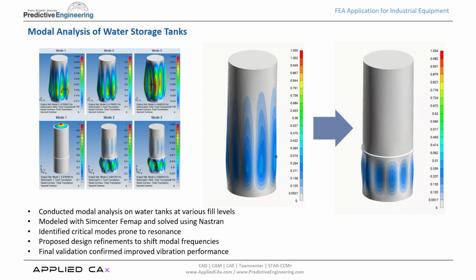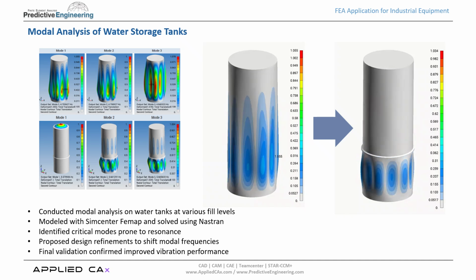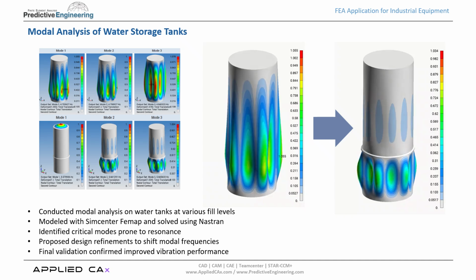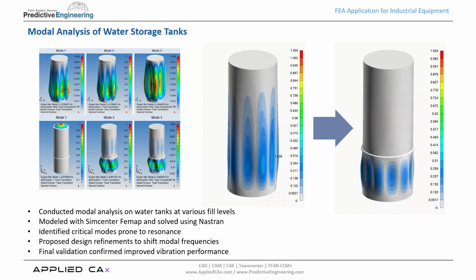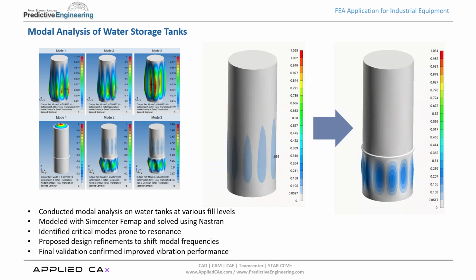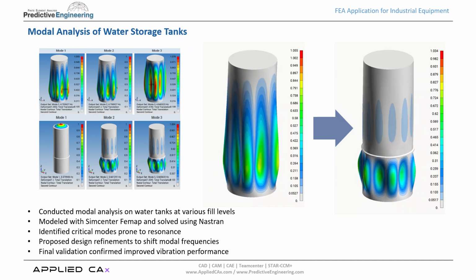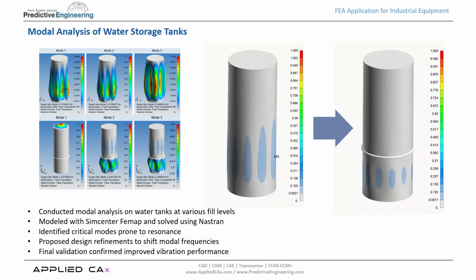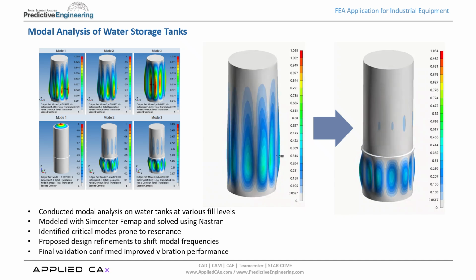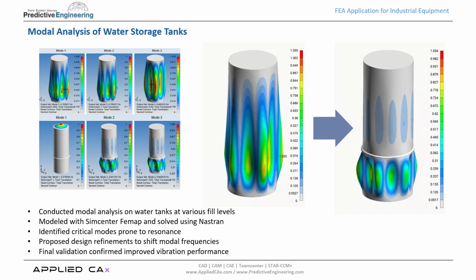In another project, we performed a modal analysis to assess vibration characteristics. Using SimCenter FEMAP and Nastran, we modeled the tanks at multiple fluid levels to identify natural frequencies and mode shapes. The initial analysis revealed modes that could align with operational excitation. We then refined the design by adding stiffening rings, which shifted the critical frequencies. A final validation confirmed that the updated design would reduce resonance risk and ensure reliable long-term operation.